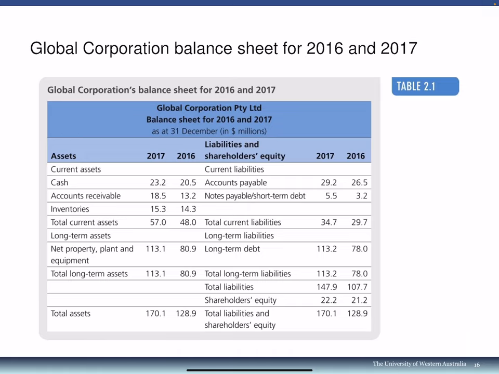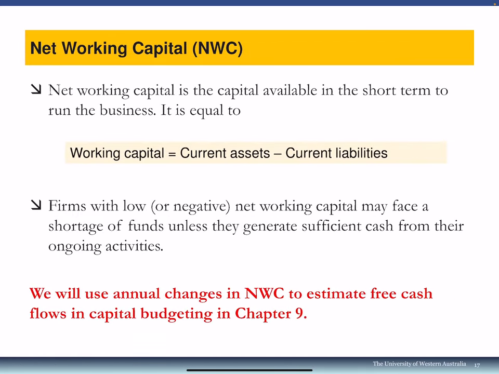All right. And here is the first slide that has orange heading. Remember that slide with orange heading contains important asset concept that will come back and be applied again in the rest of the unit. So here, the first one is the net working capital. Net working capital is the capital available in the short term to run a business. And its definition here is defined to be equal to current asset minus current liabilities.